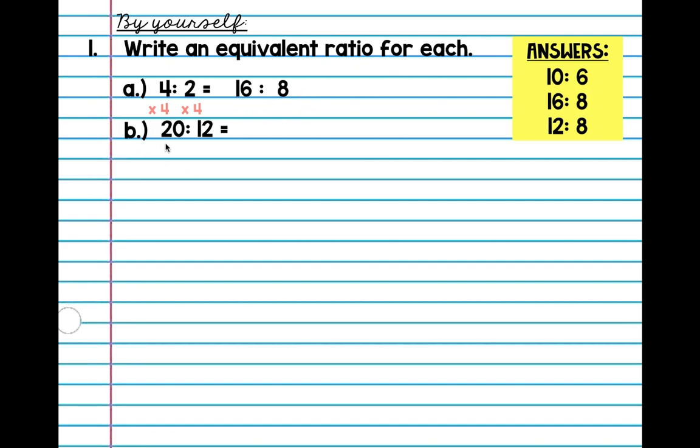Okay, so since this is 20, I know I'm going to have to divide because it's smaller. And clearly, 20 divided by 2 is 10, right? So 12 divided by 2 is 6. So I know that 10 to 6 is an equivalent ratio.